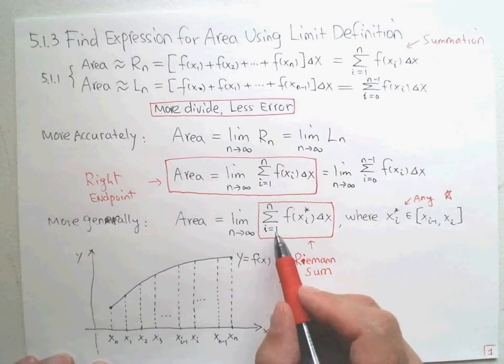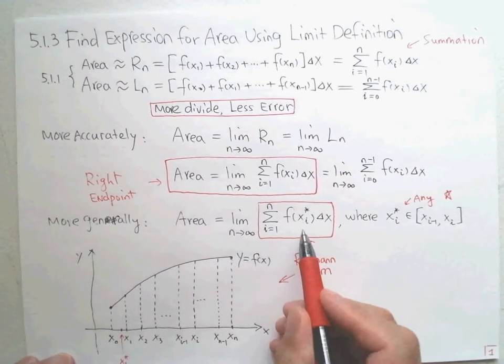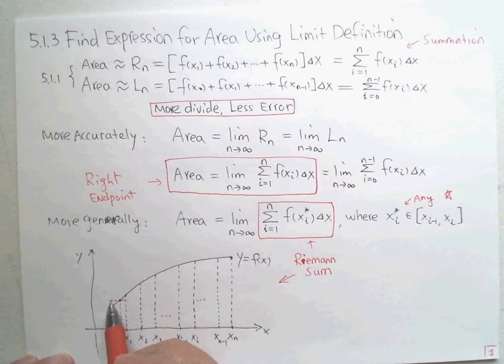For xi star with i equals 1, which means between x0 and x1, I can pick whatever. See, I pick this point. No matter where this point is, I call it x1 star. This is x1 star, and then I draw a vertical line, so I find this point. This is the height of the rectangle. Now I get the rectangle. You can see this is the rectangle. This is the area.